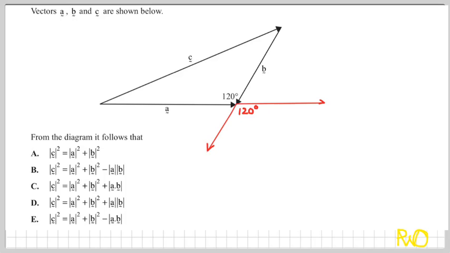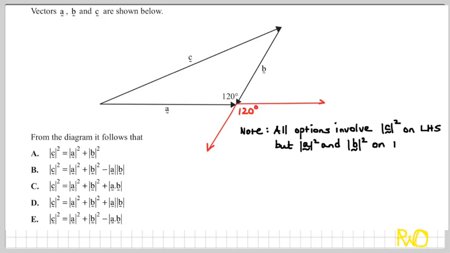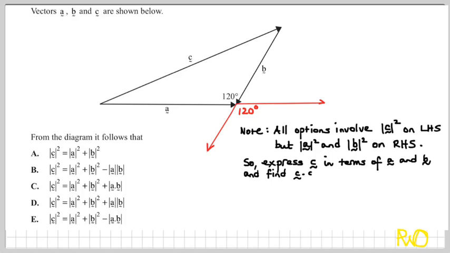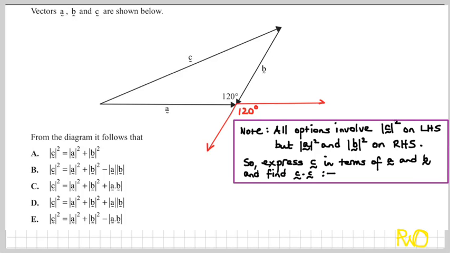Well, probably what I need to do, I've put it in the box here, all options involve basically c squared, so I've got to work out c dot c, obviously, but I have to do it in terms of a and b, because that's what's on the right hand side. So express c in terms of a and b, and then do c dot c. That's what I'm going to do. Okay, put a box around that. That's my strategy. Hopefully that'll work out.